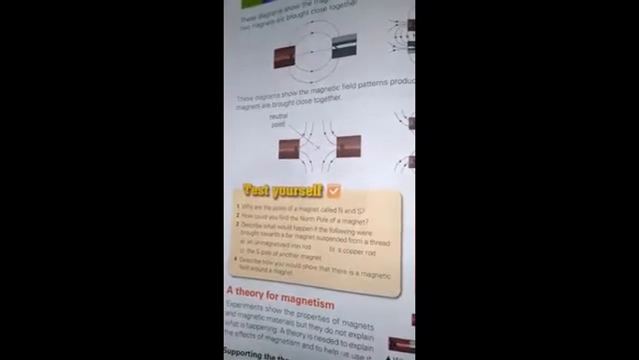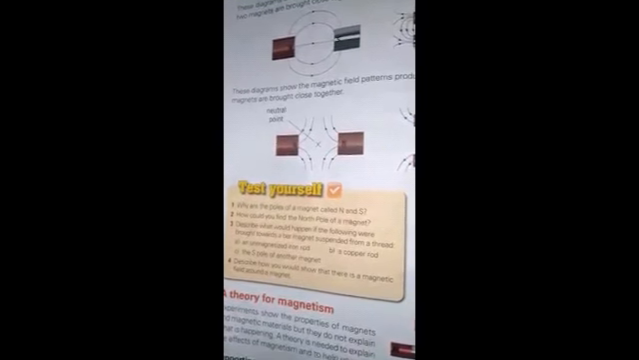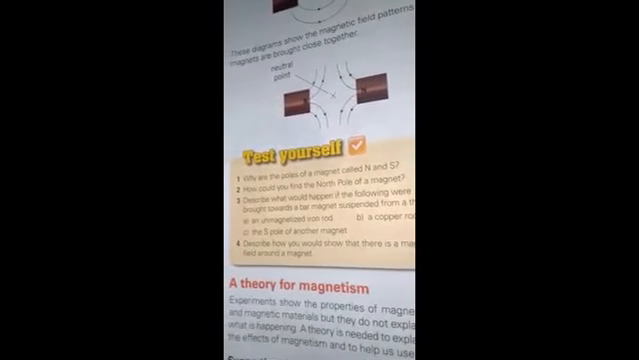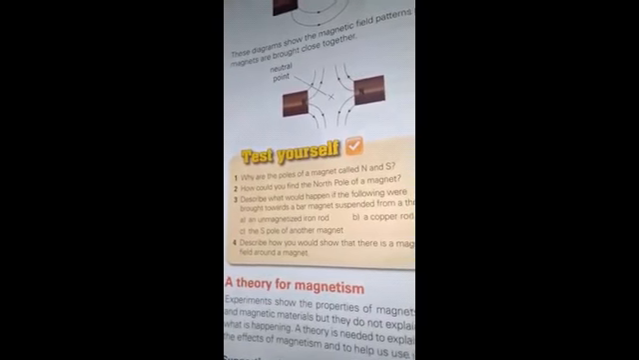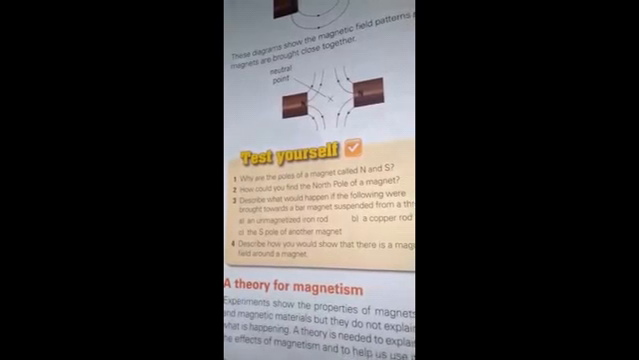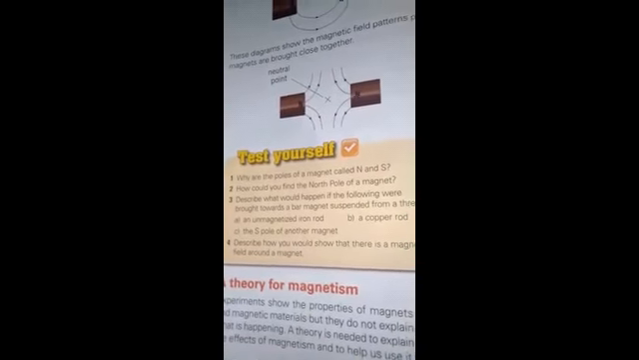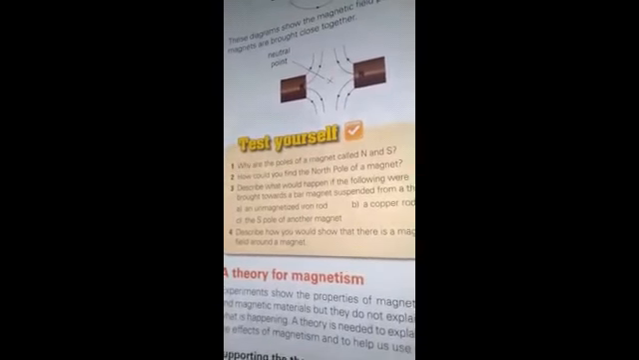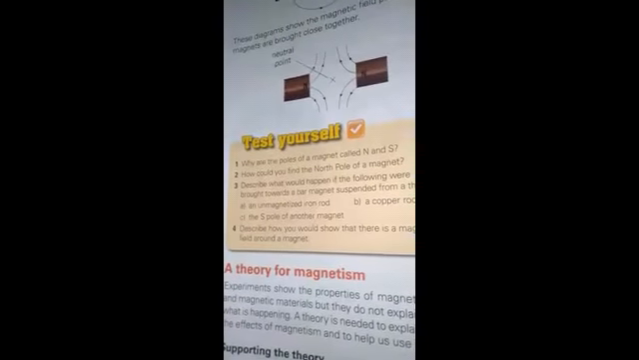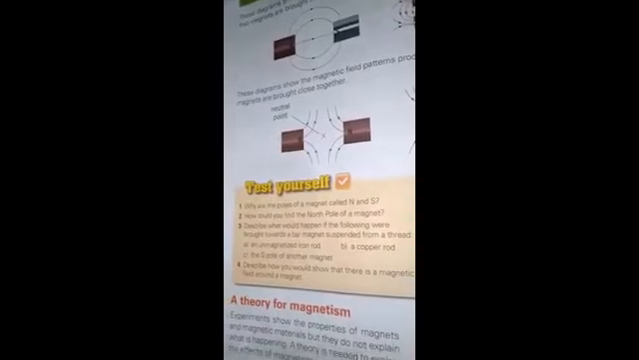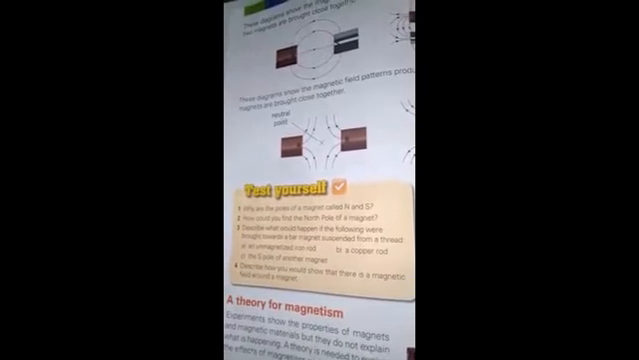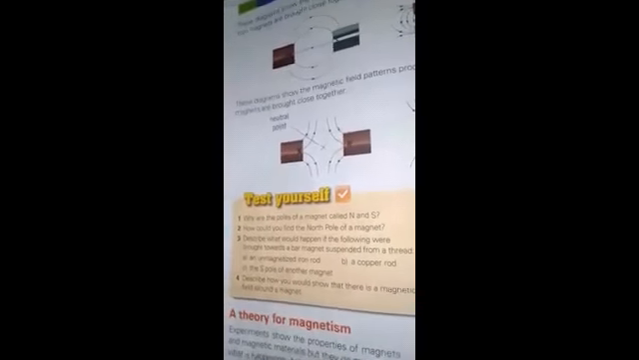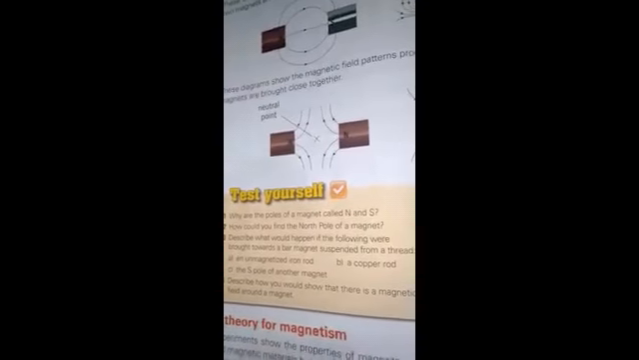See, the S pole of another magnet. Beta, in this there are two cases. If we take the S pole of the other magnet towards the north pole of the suspended magnet, then it would be attracted because unlike poles attract each other. And if we bring the south pole of another magnet close to the south pole of the suspended magnet, it would be repelled because you know that like poles repel each other.